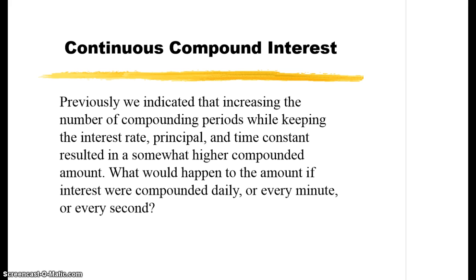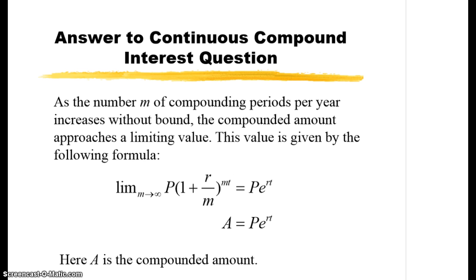Well, what would happen to the amount if interest were compounded daily? Well, it should go up. But what if we did the compounding every minute, or every second, or even better, every instant, every single moment of time? Well, as the number m of compounding periods per year increases without bound, as it gets bigger and bigger, the compounded amount approaches a limiting value.